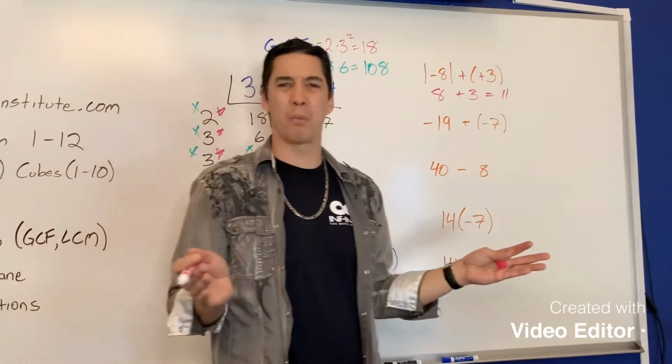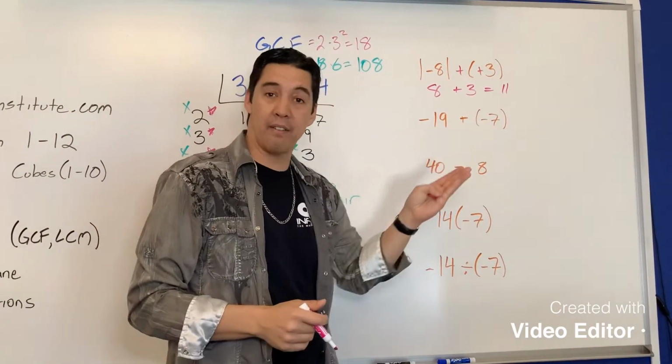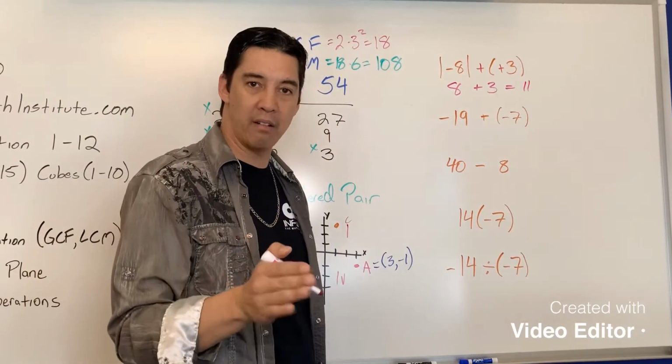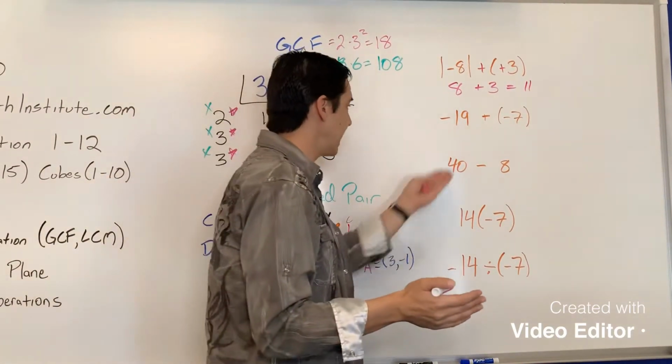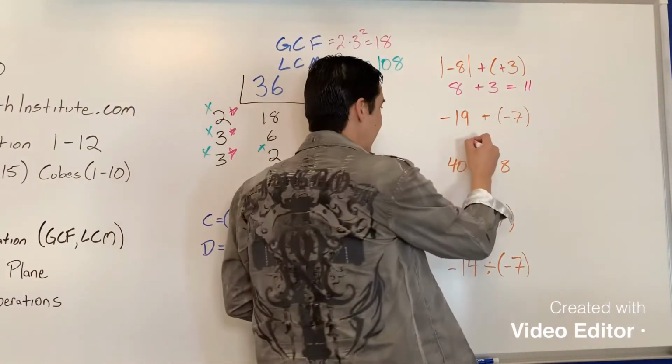I just picked out some of the more difficult problems from your homework. -19 plus -7. When adding integers of the same polarity, I add and keep the polarity. 19 plus 7 is 26. I keep the negative polarity.